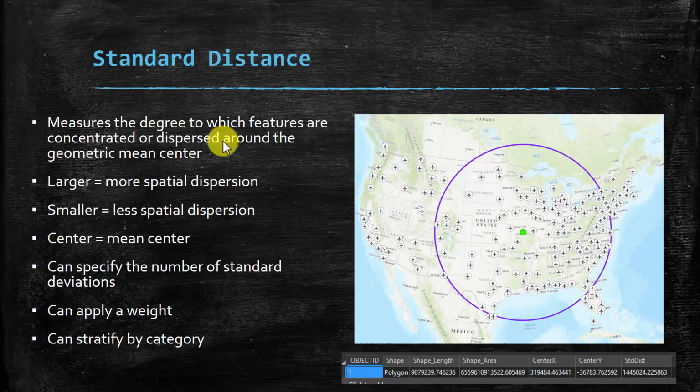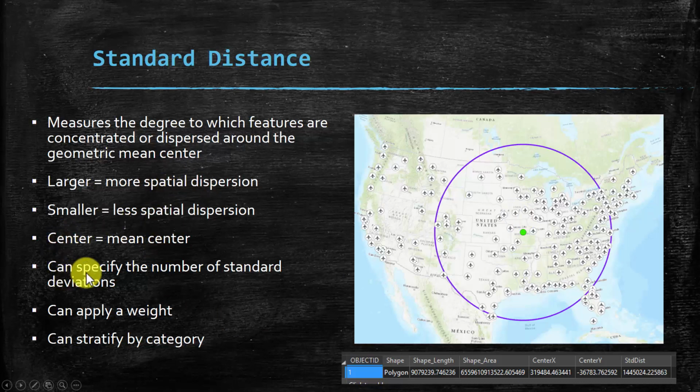One option is the standard distance. So here is a definition for that. It measures the degree to which features are concentrated or dispersed around the geographic mean center. As you can see here, this green dot represents the mean center, as we talked about earlier, and then you plot a circle around it, which is a measure of how spatially dispersed the data are. The smaller the circle, the less dispersed they are. The larger the circle, the more dispersed they are, as mentioned here.